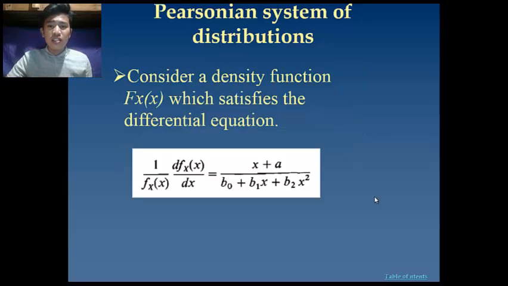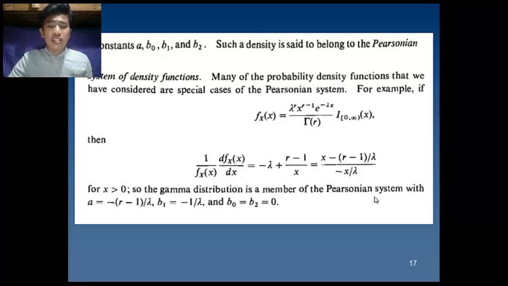So, consider a density function f of x sub X which satisfies the differential equation: 1 over f of x sub X times the derivative of f of x sub X with respect to x is equal to (x plus a) all over (b sub 0 plus b sub 1 times x plus b sub 2 multiplied by x squared), for constants a, b sub 0, b sub 1, and b sub 2. Such a density is said to belong to the Pearsonian system of density functions. Many of the probability density functions that we have considered are special cases of the Pearsonian system.